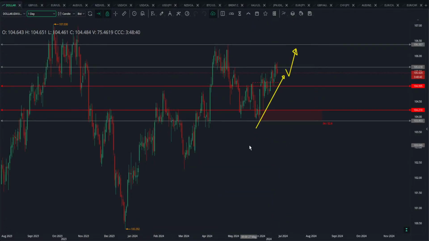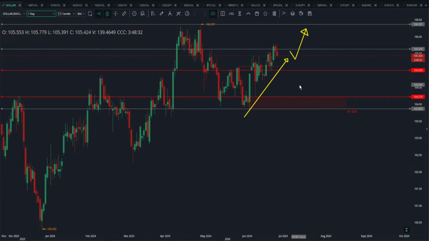Next week, or maybe by the closing tonight, something will happen, but 104.99 is the level below which we will start looking for selling opportunities. Till the time the price is trading above that, we are not looking for selling opportunities, and if we start looking for selling opportunities, we will look for them till 104.21, which is the next level of support.